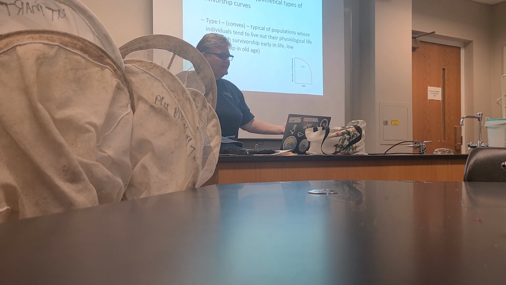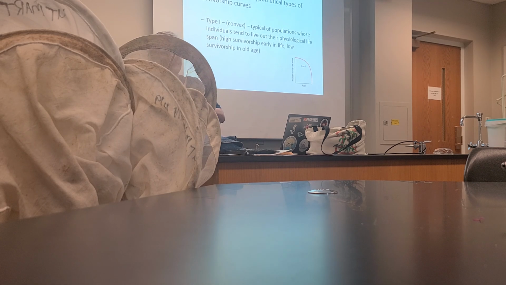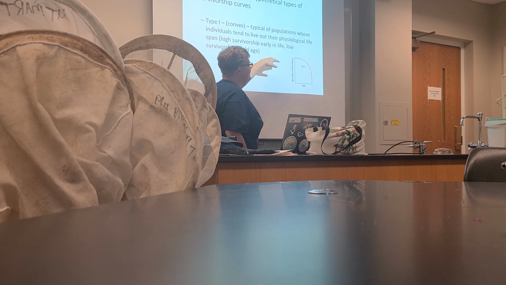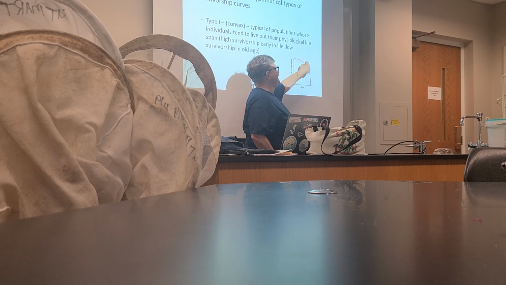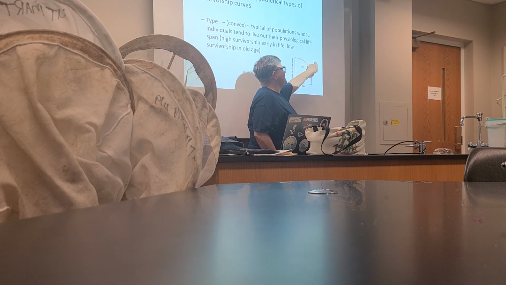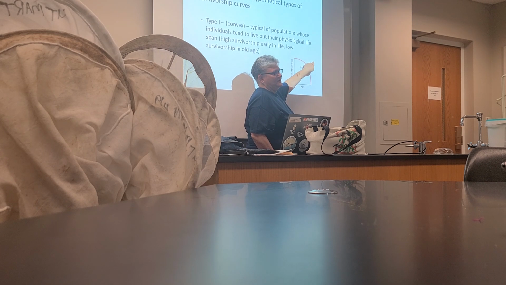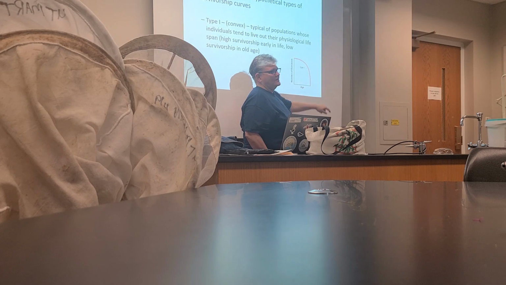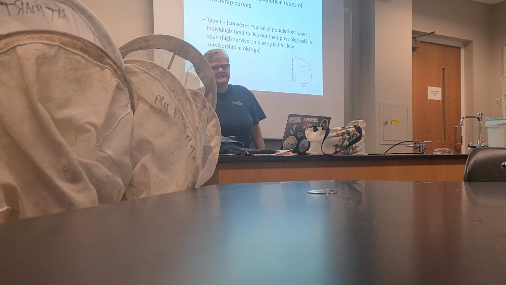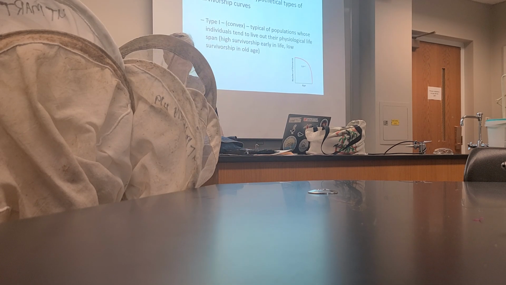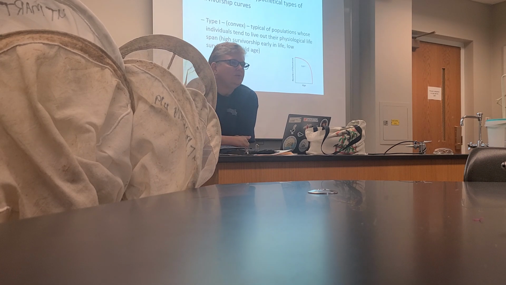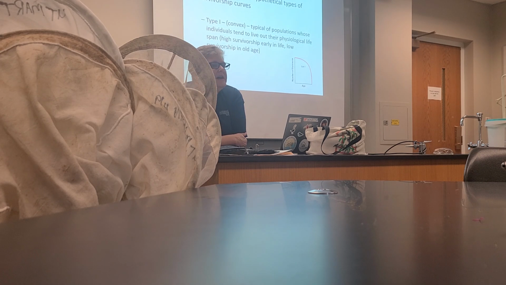They live out their physiological lifespan and then they die. So that tends to be pretty typical of humans, for example. We have pretty good survivorship, even better than this. Even flatter than this, until we get out to about the 80s and 90s, and then you start to see it plummet. And once you get past 100, we're going to eventually go down to 0. We don't have very many people who live past 100 to 105.